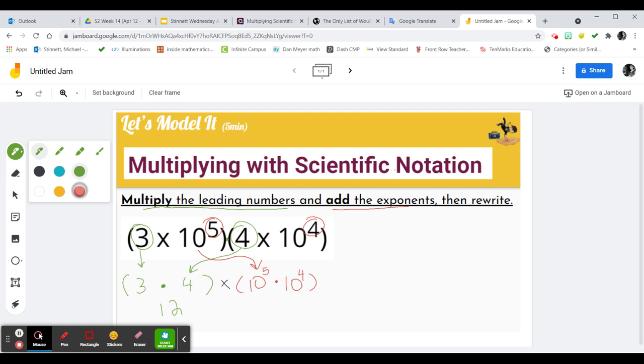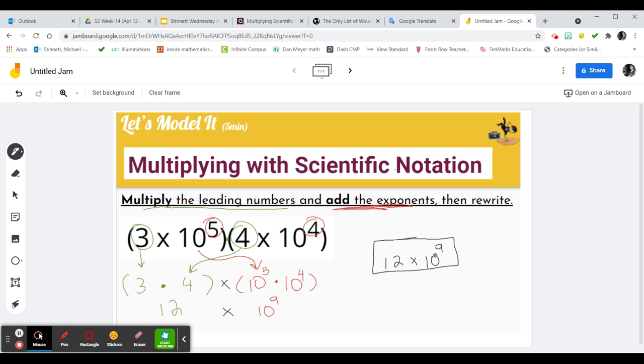12. And then we also know this: 10 to the fifth power times 10 to the fourth. Again, we're going to add those exponents. So we add 5 and 4, and we just get 10 to the ninth power. And remember, these two things are still being multiplied together. And so here's your answer: 12 times 10 to the ninth power.